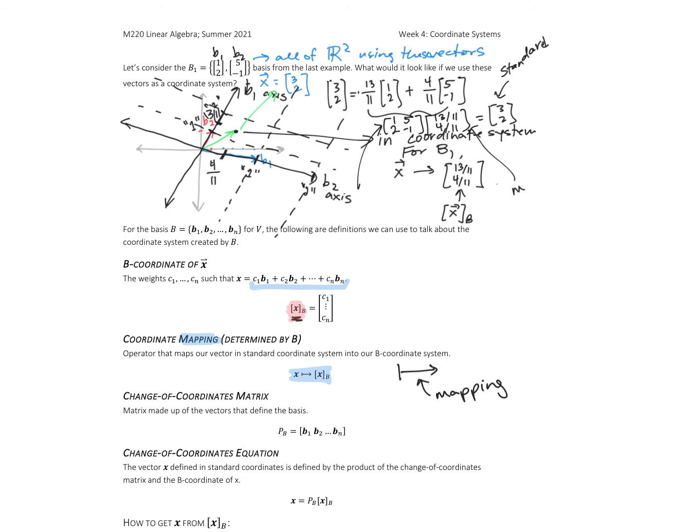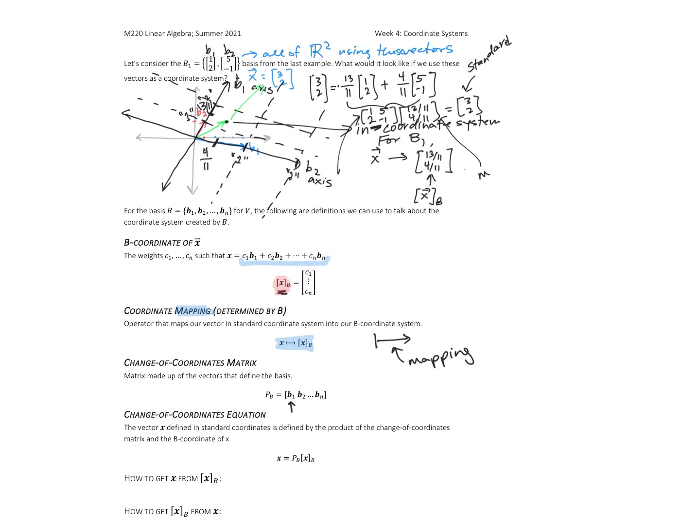The change of coordinates matrix, if you saw up here, we took that 13/11ths and the 4/11ths and multiplied it by the matrix made up of our vectors. That's called the change of coordinates matrix, and we call it P sub B. Just go with it. I don't know why it's P. It is. And that's made up of the B1 vector and the B2 vector, where the columns are the vectors that define the basis.